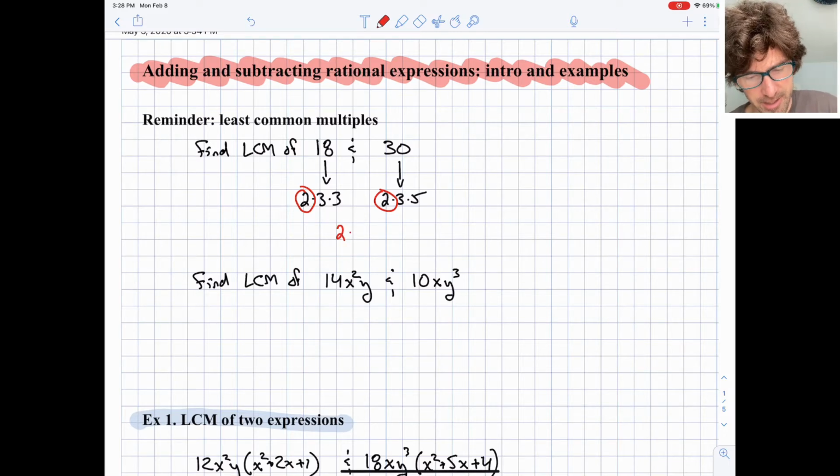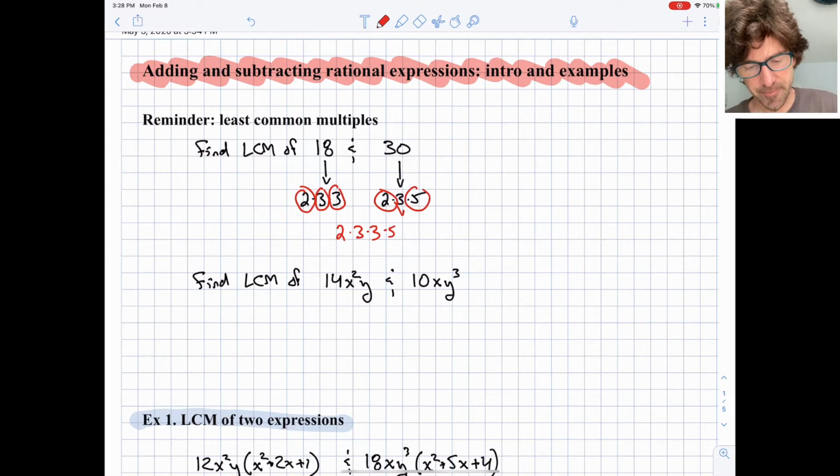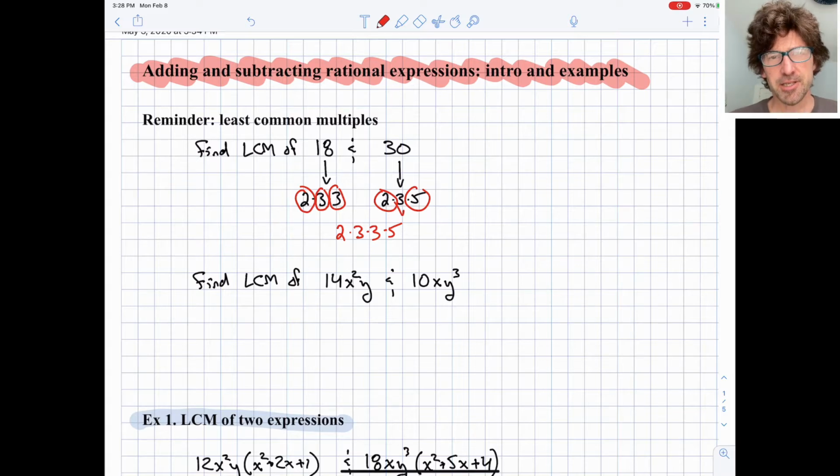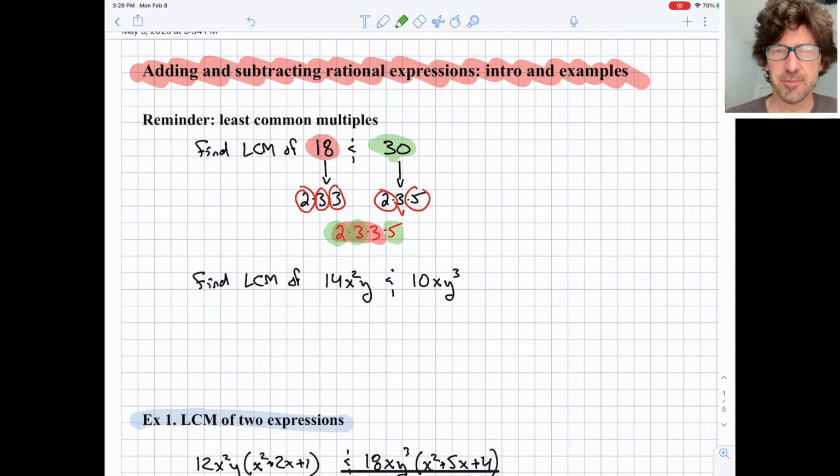It looks like I need 2 3s, and that's going to take that 3 off the table. We won't need that one anymore. So we need 2 3s because 18 has 2 3s. And then we need a 5 as well. So I grab the minimum number of prime factors I need to make sure that each of my original given numbers is represented. You could think of it also like this: 18 is represented by this 2 times 3 times 3, and 30 is represented by this 2 times 3 times 5. So each number is represented in my LCM that I'm building.